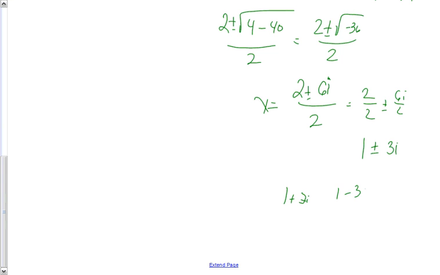and 1 minus 3i. Now, if you look at those answers, what do you notice there? They are conjugates. Guess what? That always happens. Complex roots come in pairs, and they always come in conjugate pairs. So you're going to see that all the time. You're going to have complex roots that come in pairs.